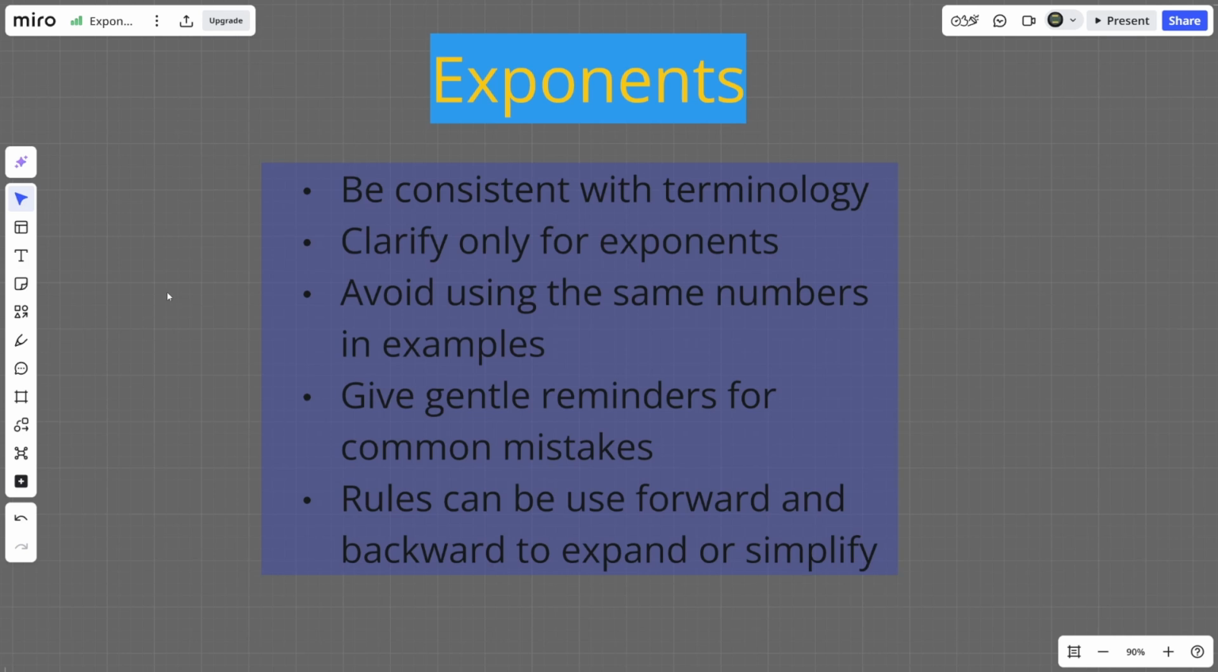Clarify that these rules are only for exponents. That was something with the mistakes that we went over. Some people try to generalize these rules to a whole bunch of other things because they look the same, or because they're not 100% sure which operations they were used for. Clarify specifically these are only for exponents in these specific cases, in this specific setup with these specific operations when you are teaching them. Avoid using the same numbers in examples, as I said.